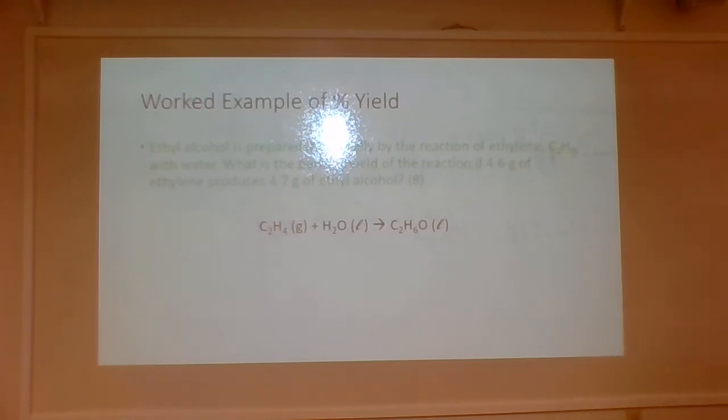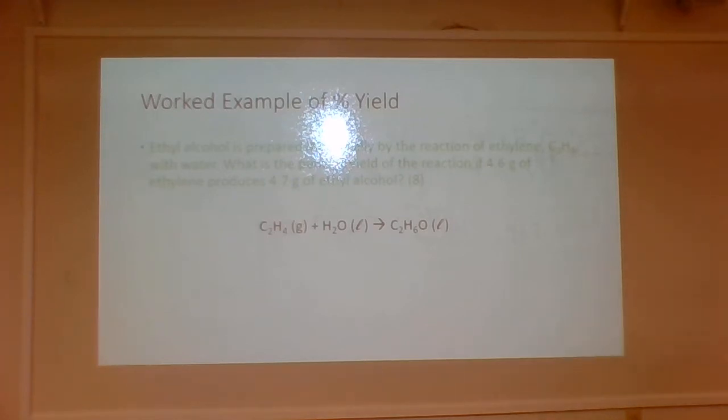Okay, so ethyl alcohol is prepared industrially by the reaction of ethylene, which is C2H4, and water. What is the percent yield of the reaction of 4.6 grams of ethylene to produce 4.7 grams of ethyl alcohol?